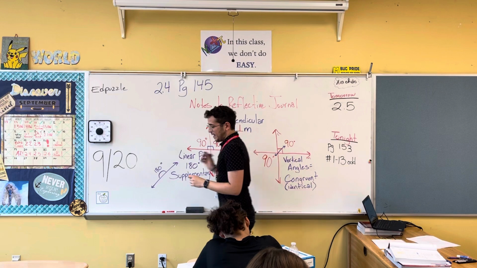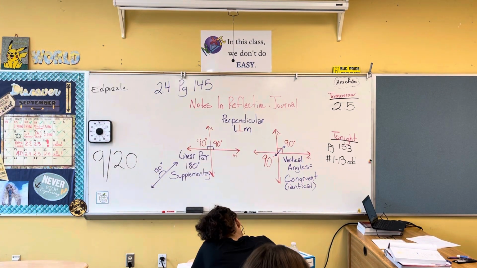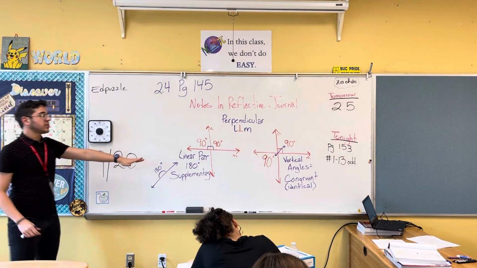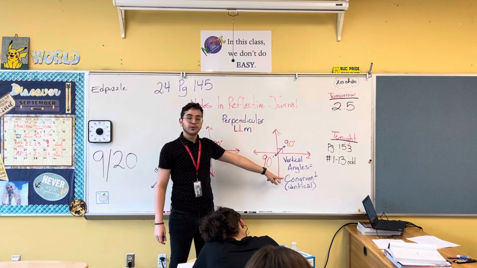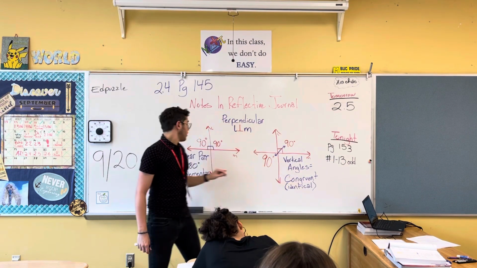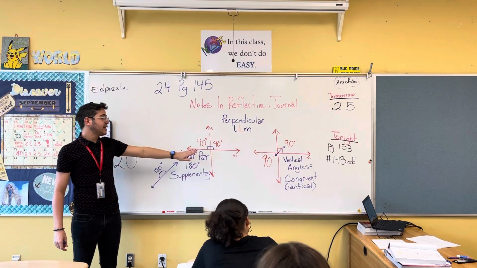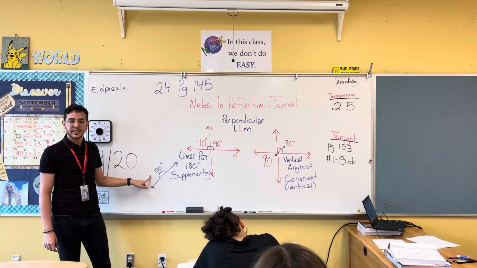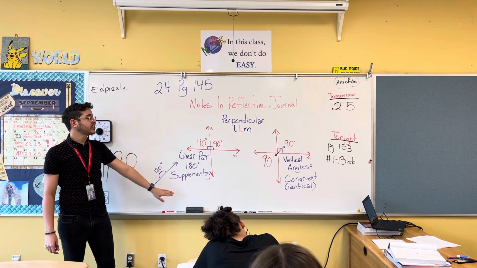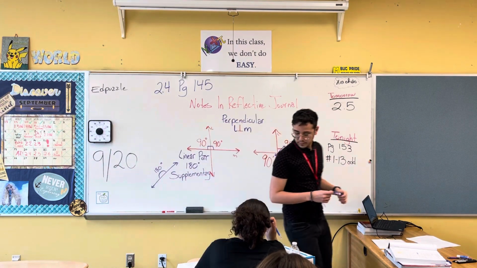So go ahead and have this written down in your notes. Vertical angles are opposite from each other. They're vertical and they are congruent. Linear pairs are on the same side of a line, and because they're on the same side of a line, one side is 180 degrees, and a linear pair then is always supplementary. Excellent notes.